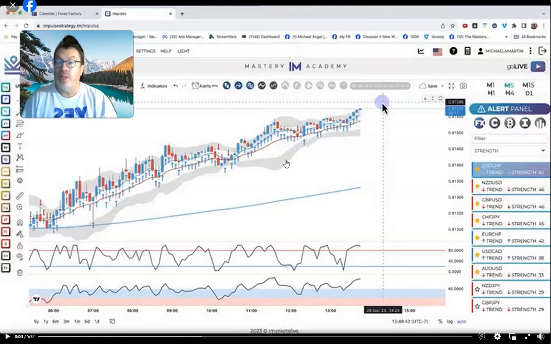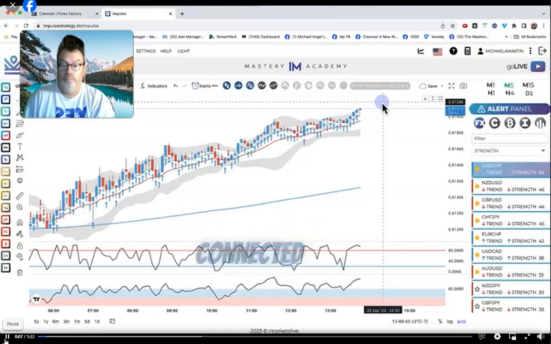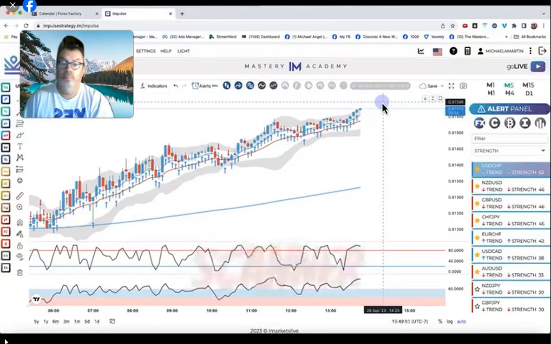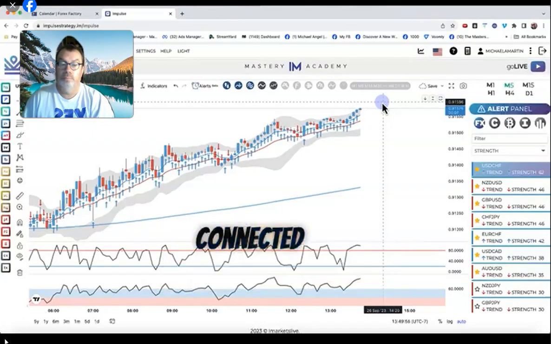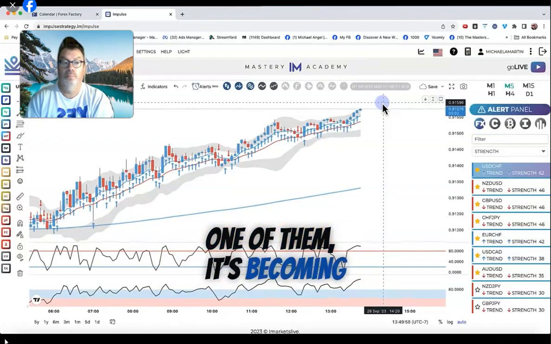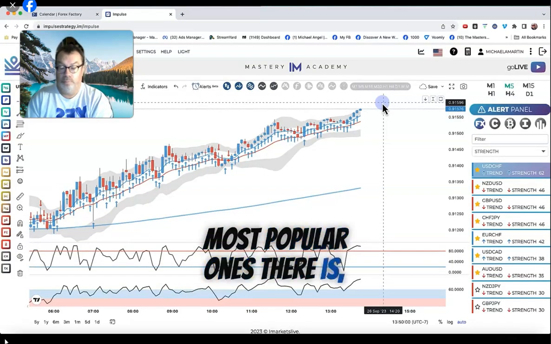And we came across this scanner. It's called the Impulse Scanner. And this thing is amazing. So I want you to watch this video. Hey there, I just want to create this quick video for you to highlight a really impressive strategy that is connected with this scanner. The scanner has several indicators and strategies connected with it. This is just one of them. It's becoming one of the most popular ones there is.